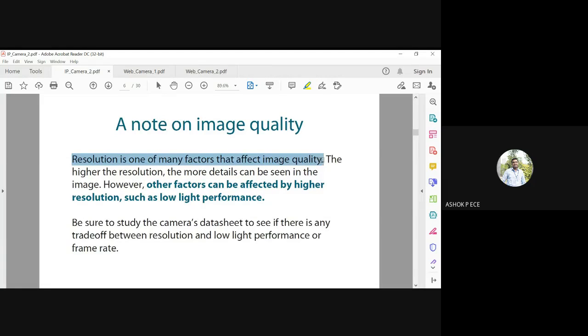As I said, resolution is one of the factors. The higher the resolution, the more details can be seen. So even finer details can be seen if the resolution is very high, but other factors can be affected by the resolution, such as low light performance. If you're not capturing your image under proper lighting conditions, then however high the resolution of your camera is, it will not be able to capture the image properly.